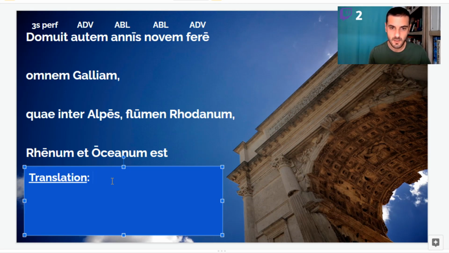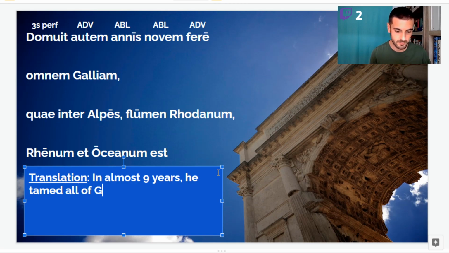Fere annis novem. Within, maybe? Yeah, we'll go with within. Within almost 9 years. I'm just going to say in. In almost 9 years, in a span of almost 9 years, domuit, he tamed omnem Galliam. He tamed all of Gaul.